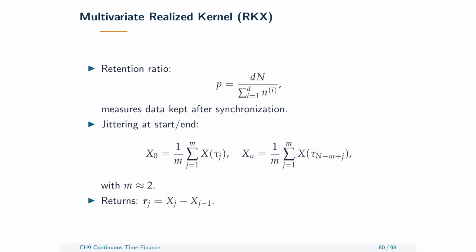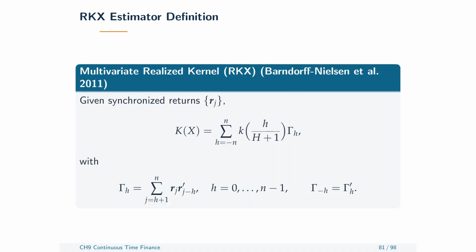Refresh time synchronization is helpful but costly. The synchronized sample is limited by the least frequently traded assets, and data loss increases with dimension. Jittering and kernel choices add tuning. A positive semi-definite result is necessary for many applications, but it does not ensure that the covariance estimate is accurate. Stability across days, bandwidths, and asset subsets remains important.